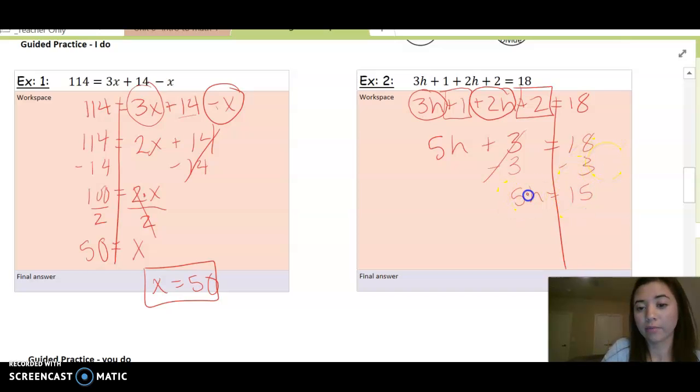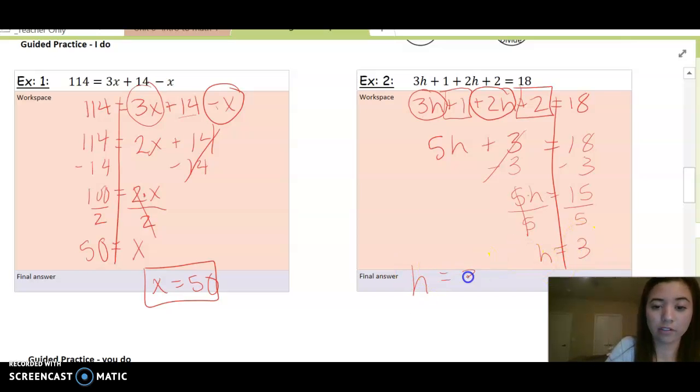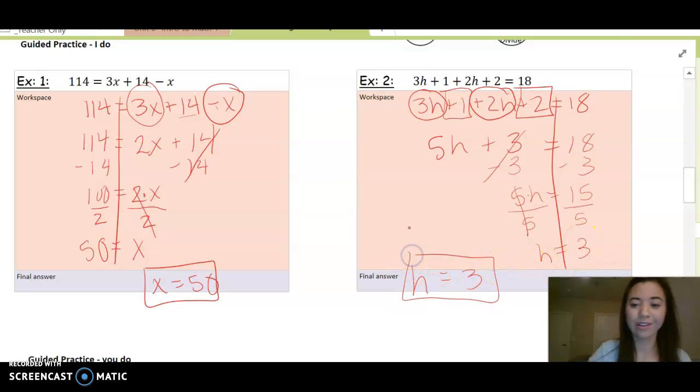This is 5 times h. I get rid of that by dividing. The inverse of multiply is to divide. Those cancel. And I get h equals 15 divided by 5 is 3. So my final answer is h equals 3.